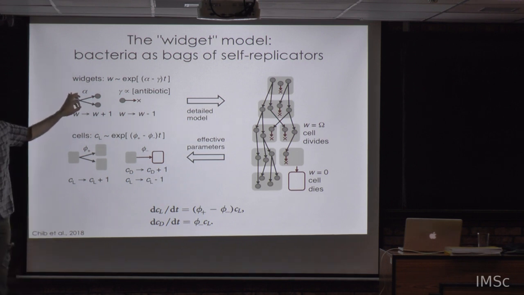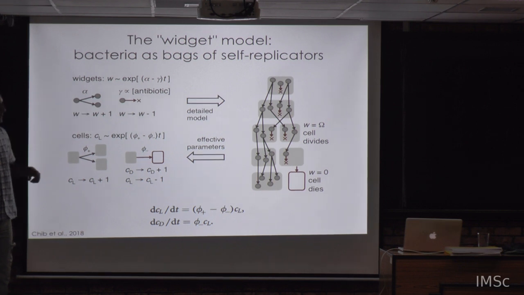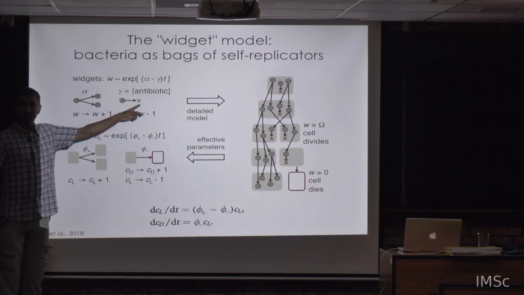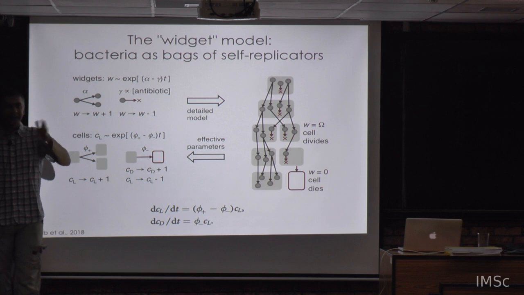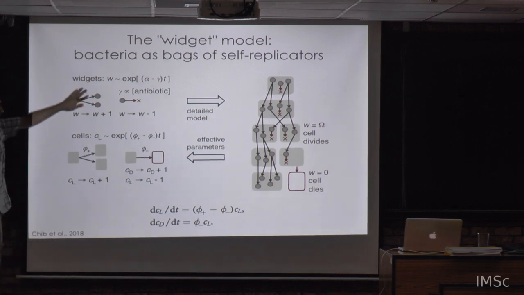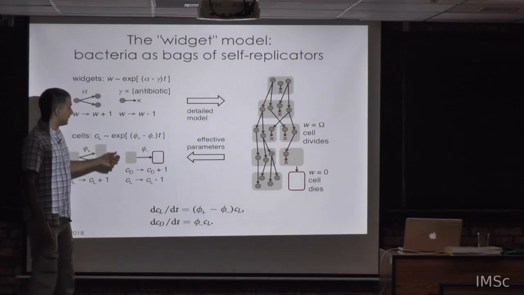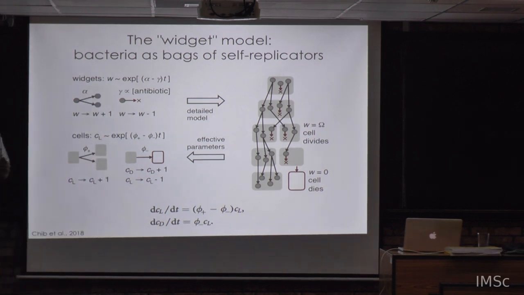So, what happens? With some probability per unit time alpha, one widget can become two widgets. And with some probability per unit time gamma, one widget will get destroyed, because we assume that there is wear and tear and something happens. So, when this happens, the number of widgets goes up by 1 and you take a step to the right, and when this happens, the number of widgets goes down by 1 and you take a step to the left.